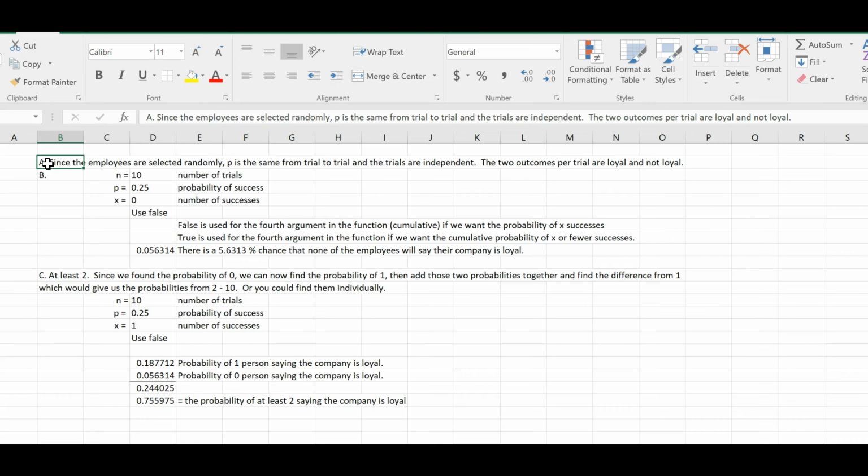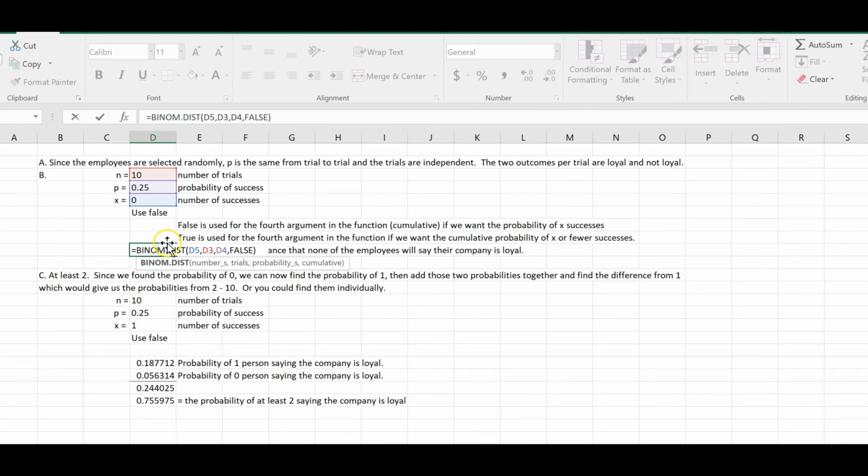So in B, it is looking for the number of trials, the probability of success, and the number of successes, which is 0. And so we can just use our binom.dist formula. And the last piece that we need here is false. So what we get there is the probability that it would be exactly 0, about a 5% chance. So there's a 5.6313% chance that none of the employees will say that they are loyal to this company.